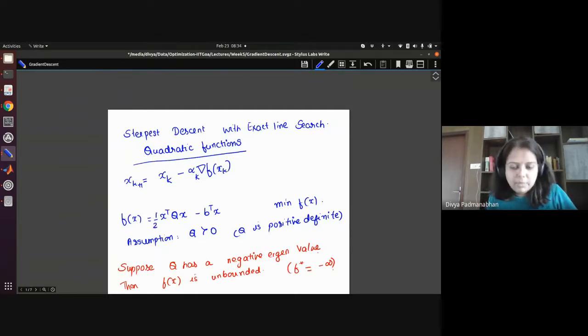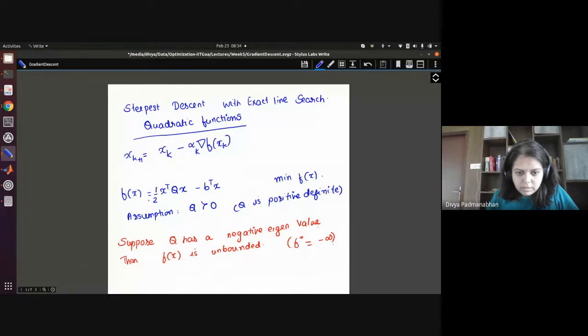Particularly, we'll take the steepest descent method and apply it to quadratic functions, so functions of this form: f(x) is half x transpose Qx minus b transpose x. We had also seen this earlier in the context of writing the necessary and sufficient conditions. Now we'll assume that this matrix Q is positive definite, the reason being that if it's not positive definite, then this problem can become unbounded.